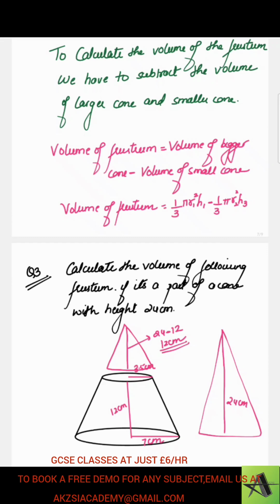So the volume of the bigger cone is 1/3 pi times r, which is 7 centimeters squared, times h, which is 24. Subtract the volume of the smaller cone. So the smaller cone is 1/3 pi times r squared, which is 3.5 whole squared, times height, which is 12. If you subtract the volume of these, you will get the volume of the frustum.